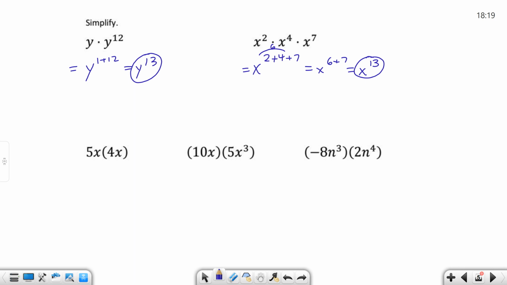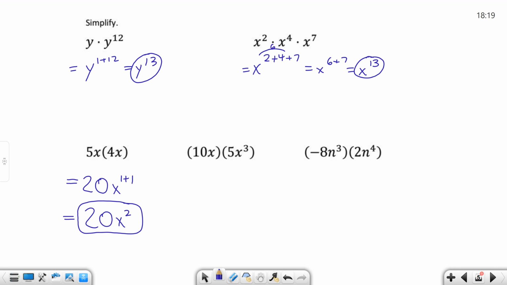So then what is 5x times 4x? Well, look, we all know what 5 times 4 is. It's 20. It's the x times x that's new here, right? There's a 1 and a 1. Understood 1. So then what do we do when we multiply like bases? We add the exponent. So it's going to be x to the 1 plus 1. So 20x squared. And there's your final answer for that one.